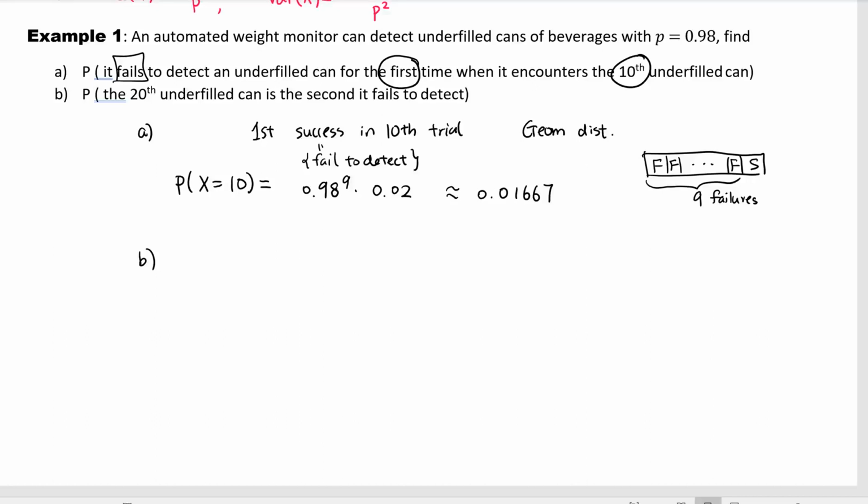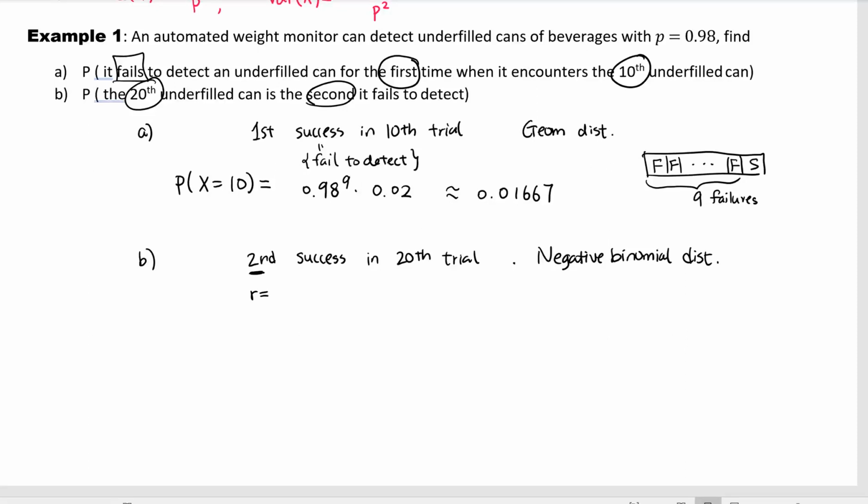Let's continue. The 20th underfilled can is the second. So you see second and 20th. When you see the order, think about geometric distribution or the negative binomial distribution. So in this case, it's like, oh, the second success in the 20th trial. That is why if it's not first, if it's second, then we have the negative binomial distribution. Okay, and here, what is R?